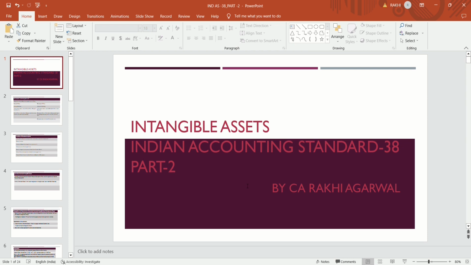In today's discussion, we continue our discussion on the mode of acquisition which is left, that is the internally generated intangible assets. So let's start our discussion with internally generated intangible asset.